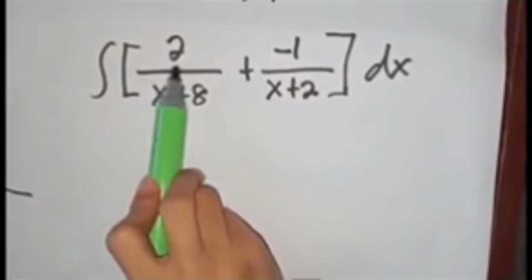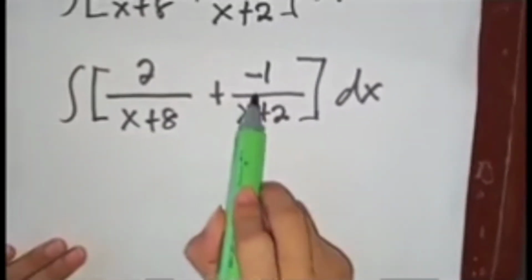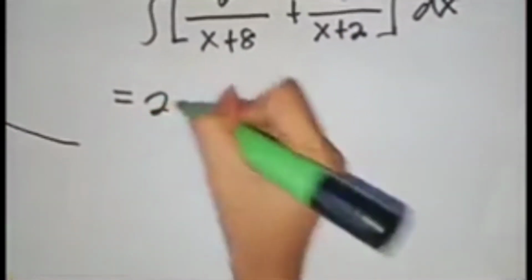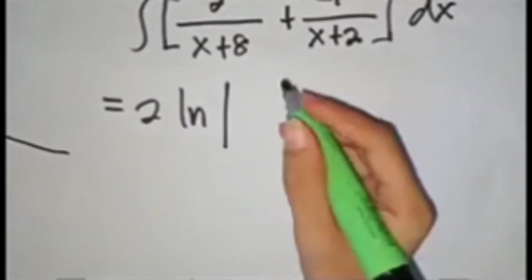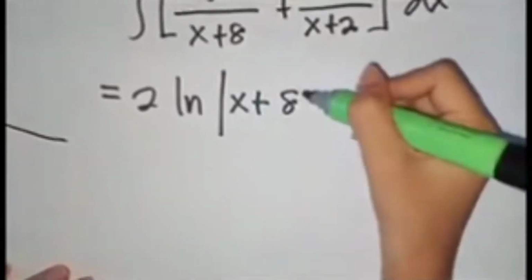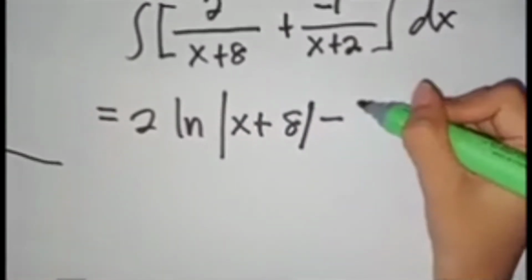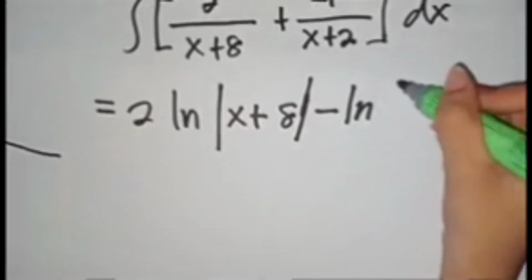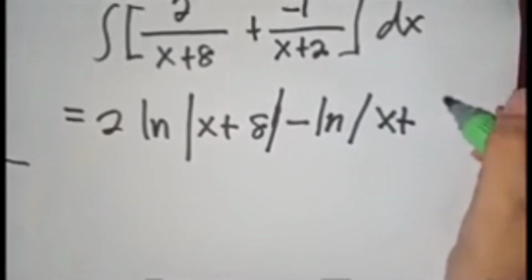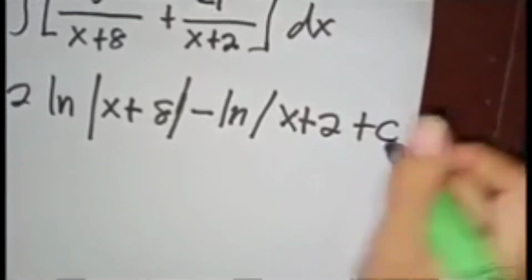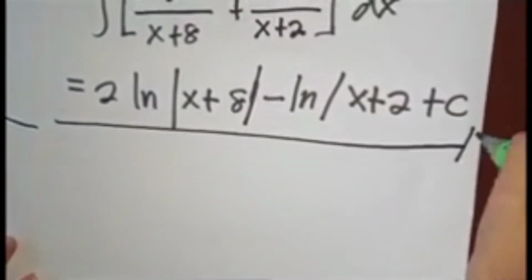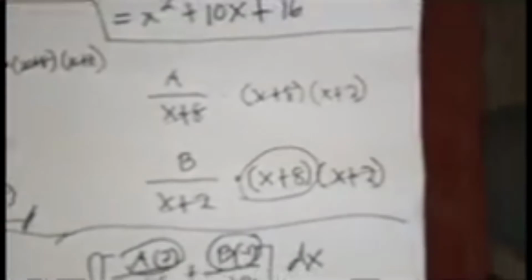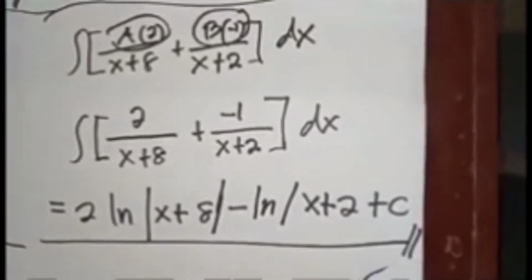Now, the integral of 2 over (x plus 8) plus negative 1 over (x plus 2) dx is equal to 2 natural log of (x plus 8) minus natural log of (x plus 2) plus C. This is our final answer.